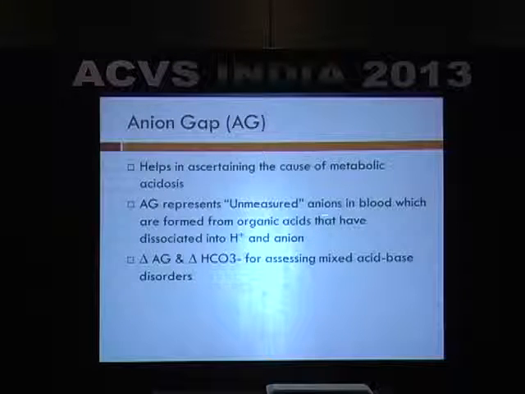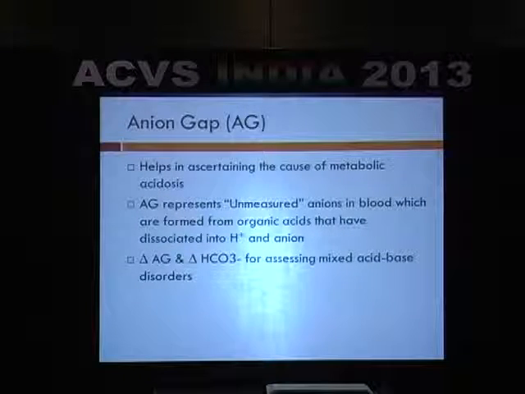And how do these anions come? We have different organic acids in the body like lactic acid, keto acids, sulfuric acid. What these acids will do is they will dissociate into H plus and an anion. So this H plus is the thing which is causing acidosis, but the anion is a bystander. It just tells us that there is acidosis, and it tells us what the cause for the acidosis is.